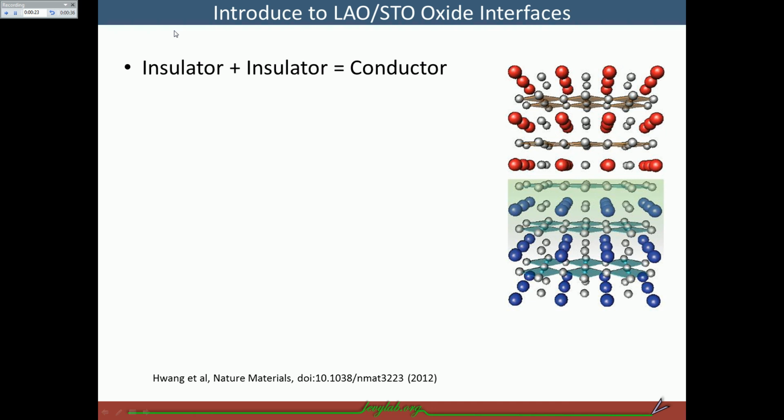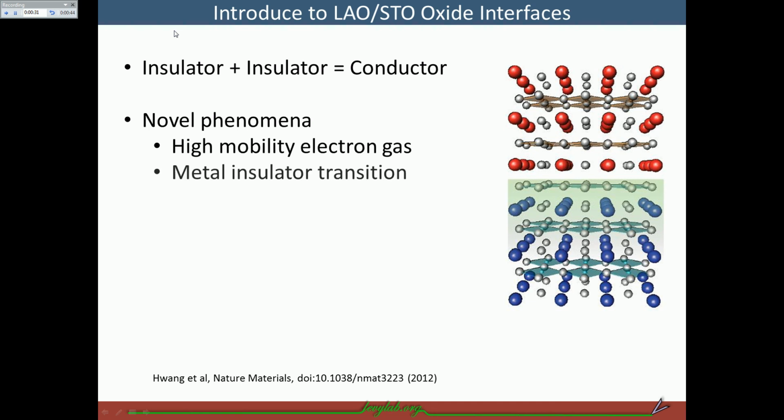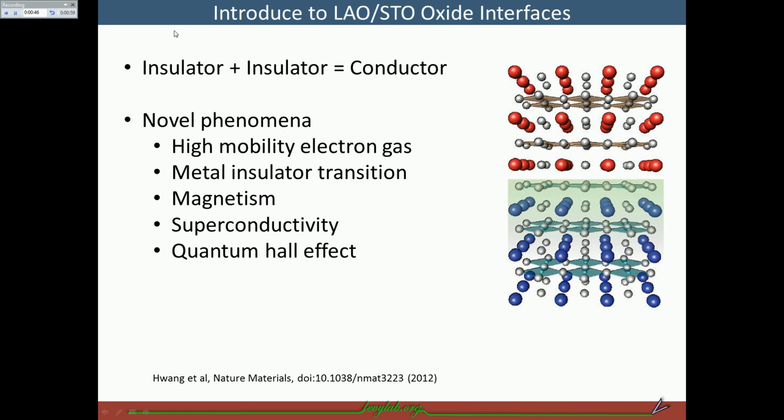And in this conducting interface, we get several novel phenomena, such as high mobility electron gas, metal insulator transition, magnetism, and superconductivity. Even more, recent reports reveal that magnetism and superconductivity can coexist in this system. And there's also quantum effects, such as the quantum Hall effect, and spin orbit interaction. There's more, and I'm going to just focus on several aspects that are related to this talk.